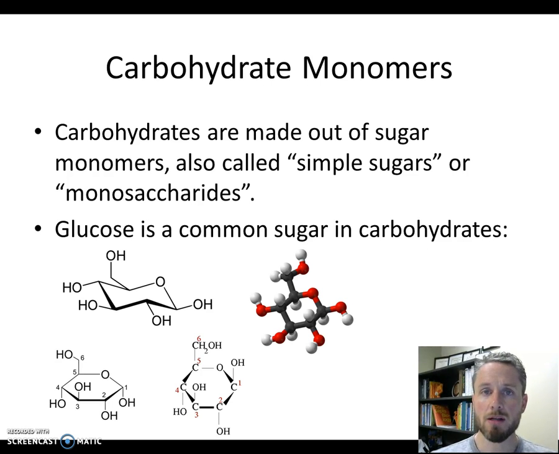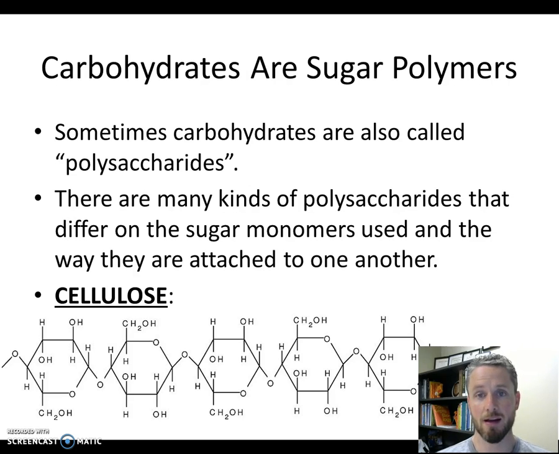Okay, so if we build carbohydrates out of these monomers, again, carbohydrates are sugar polymers. So sometimes we'll also call carbohydrates polysaccharides. Poly just means many. Saccharides again means sugar. So many sugars are carbohydrates, polymers of sugars. We're going to look at several kinds of carbohydrates. So there's a whole bunch of kinds of polysaccharides. They use different sugar monomers depending on which carbohydrate or polysaccharide they are. The way the sugar molecules are attached to one another can differ a little bit. Those details would be far too much for our course, but I just want to show you a few examples.